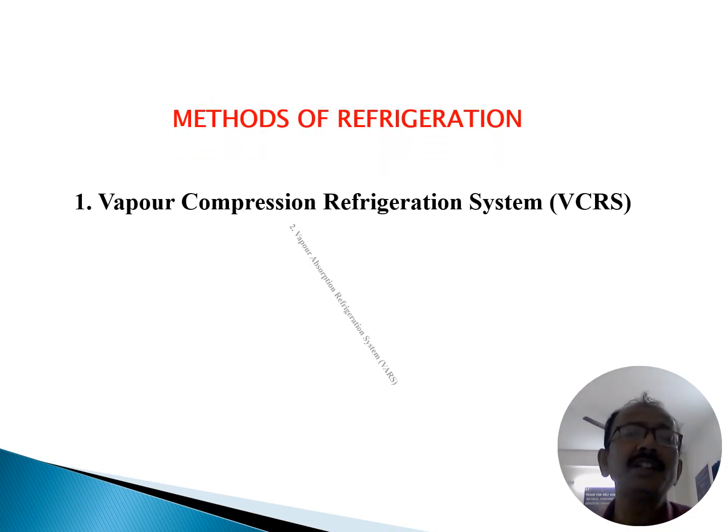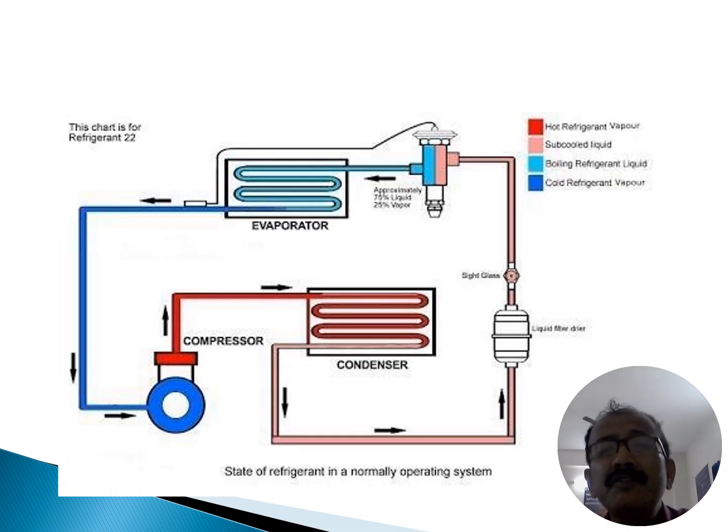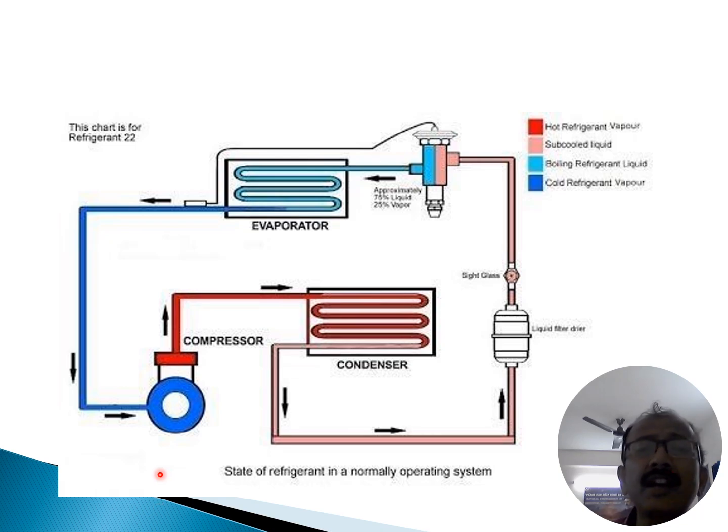Now, the methods of refrigeration, I have already mentioned in my previous lecture. There are two methods in a broad sense: one is the vapor compression refrigeration system, and another is the vapor absorption refrigeration system. In the vapor compression refrigeration system, this is the flow diagram. There are a compressor, condenser, expansion valve and evaporator. There are four basic devices.